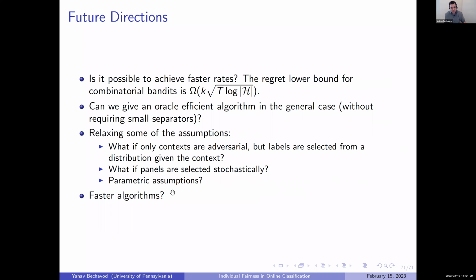And finally, getting faster algorithms. We've seen that we have to invoke this Oracle a quadratic number of times, and we would want to improve over that. That's it. Thank you.